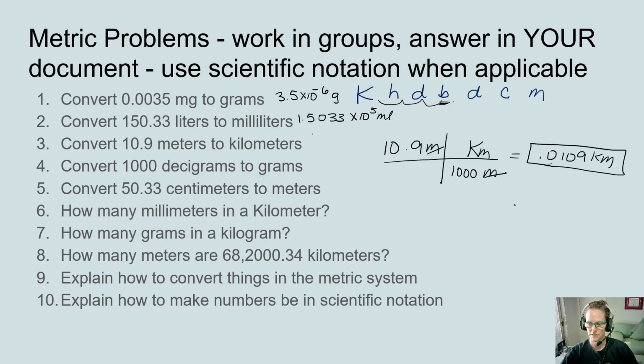And now I need to put that into scientific notation. So I'm going to move the decimal over twice. And it's going to be 1.09 times 10 to the negative 2, because I moved it 2 times to the right, kilometers. So this is going to be 1.09 times 10 to the negative 2 kilometers.